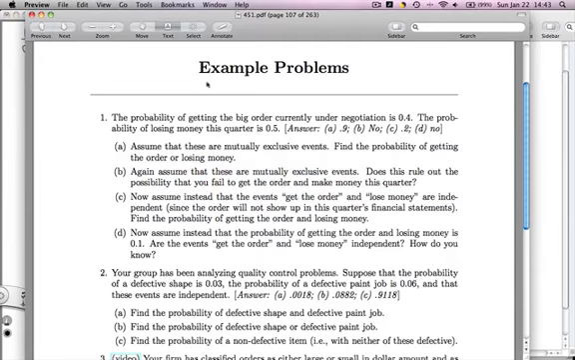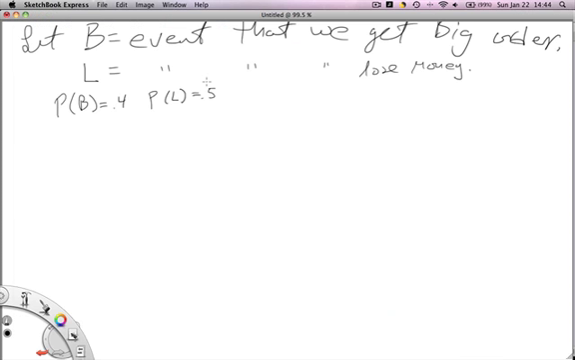Let's read on. In part A, we're told, assume that these events are mutually exclusive. And we're asked to find the probability of getting the big order or losing money. So let's go back to the sketch pad. In part A, we're told that B and L are mutually exclusive. What does that mean? Well, if you remember, it means the probability of B and L occurring simultaneously is 0.